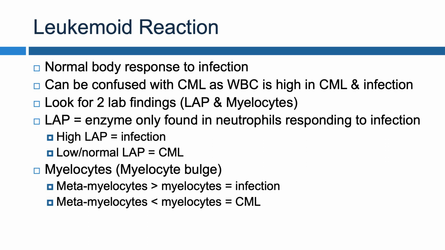The other lab is the myelocytes, and as we already mentioned, the myelocyte bulge, and this refers to the proportion of metamyelocytes to myelocytes. And so if you have a higher metamyelocyte level relative to myelocytes, then that would be indicative of infection, and if the metamyelocyte level were less than the myelocyte level, then that would be more indicative of CML.